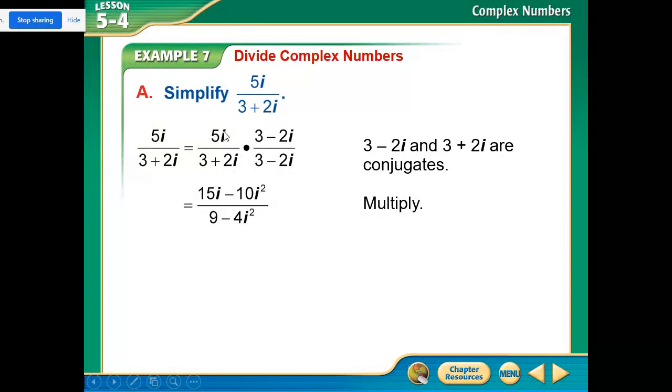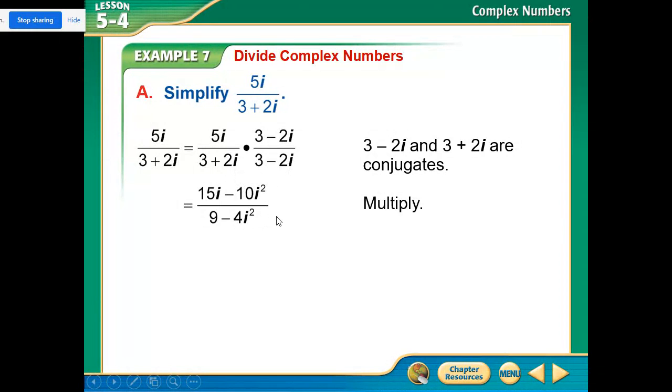All right, so let's do the distributing up top. 5i times 3 is 15i, and 5i times negative 2 is negative 10i squared. Now the bottom is actually the difference of squares. We set it up that way. So when you do the Punnett square, the bottom left and the top right will actually cancel out. So you're going to get 9, and in the bottom right, you're going to get negative 4i squared.